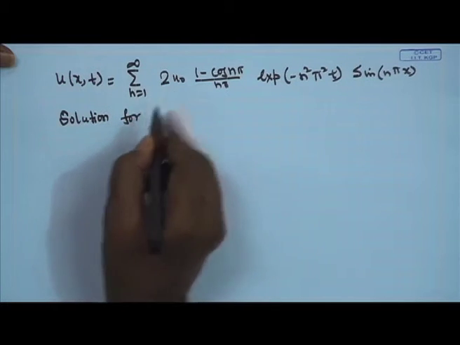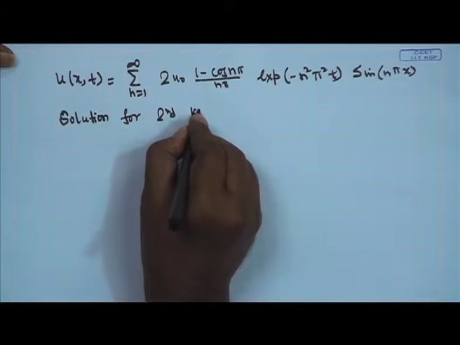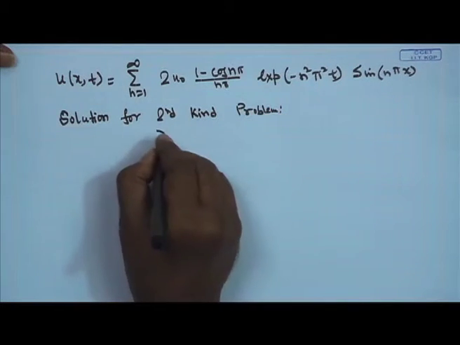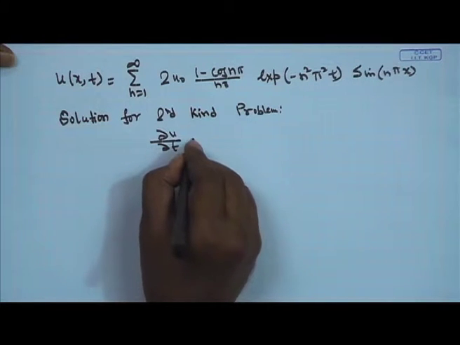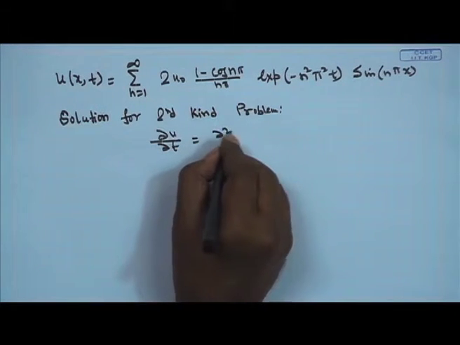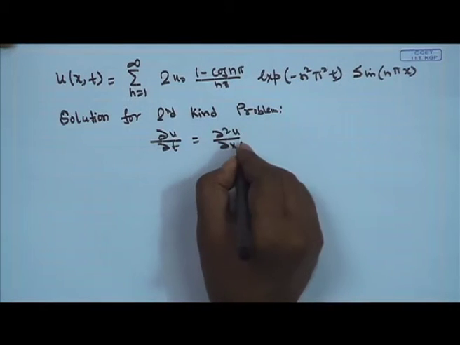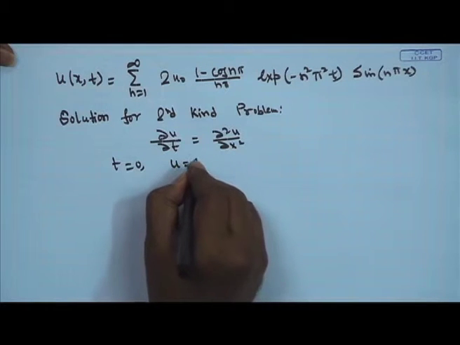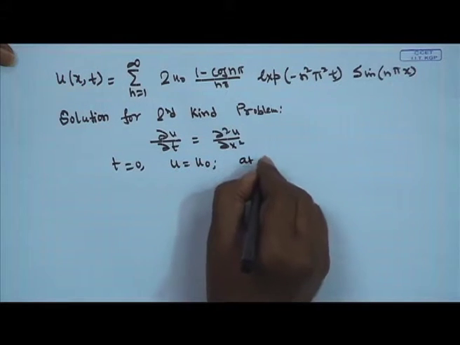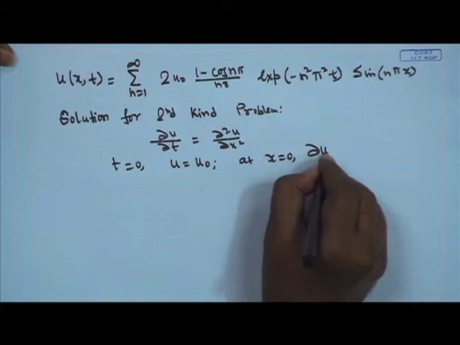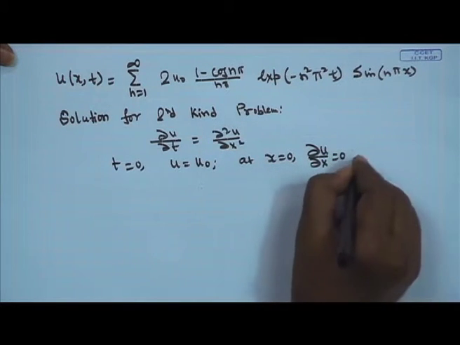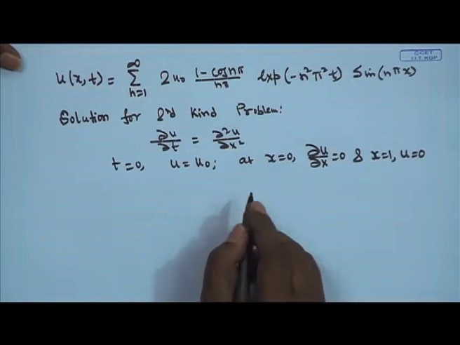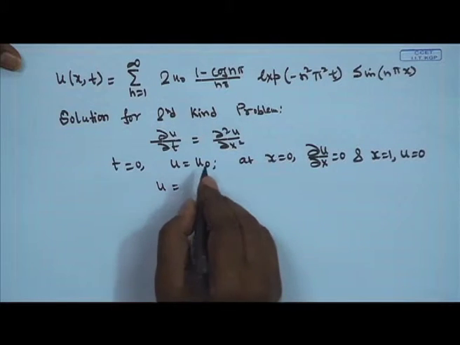Now, let us look into the solution of the parabolic partial differential equation of the second kind. Solution for the second kind problem. So, we have del u del t is equal to del square u del x square, where at t equal to 0, we have u equal to u naught, at x equal to 0, we have del u del x equal to 0, and at x equal to 1, we have u equal to 0.